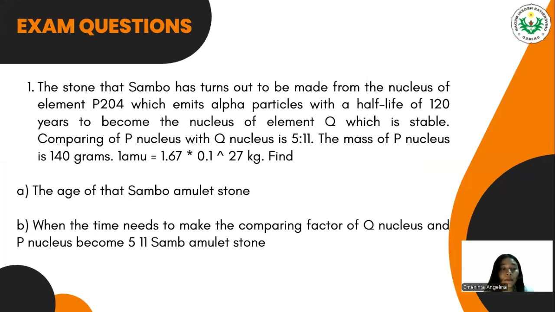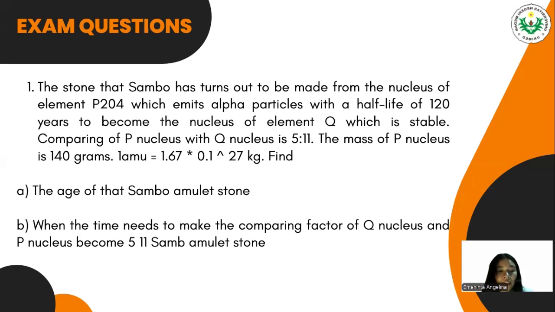The problem number 1 is the stone that Sambo has turns out to be made from the nucleus of element P204, which emits alpha particles with a half-life of 120 years to become the nucleus of element Q, which is stable.